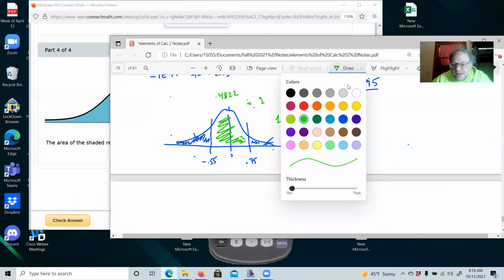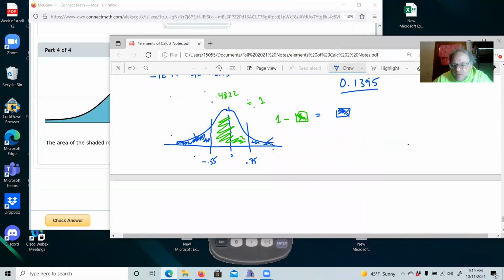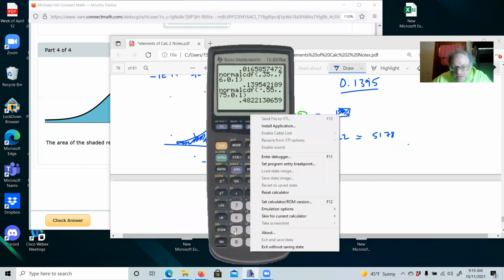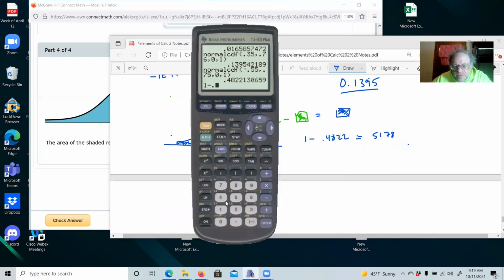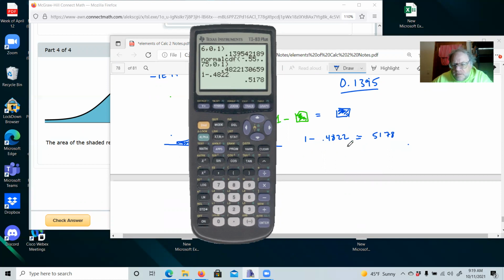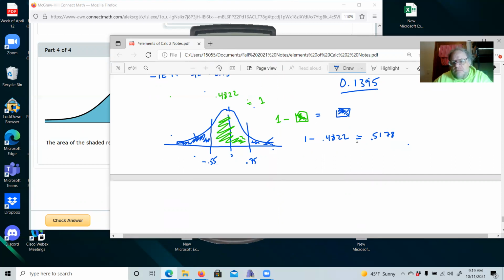So what I'm going to do is say, if we take 1 minus 0.4822, we should get 0.5178. So 1 minus 0.4822 is 0.5178. The way I do this, you don't have to do it this way because you have a calculator in front of you. A lot of people are happier with that.